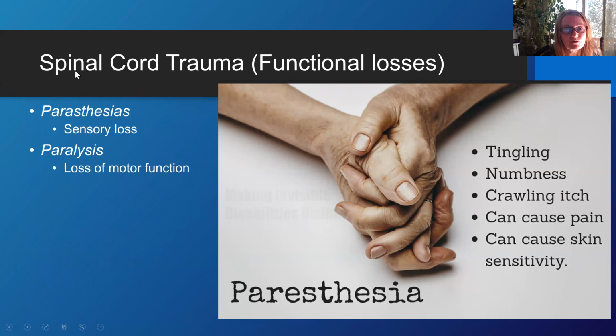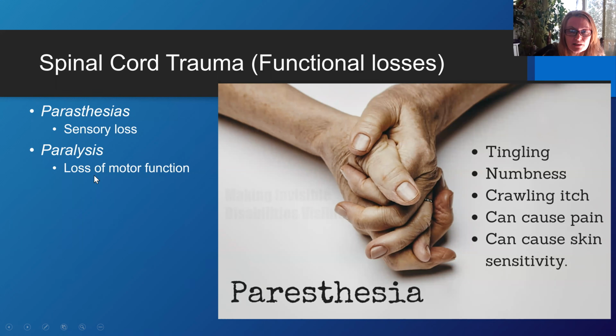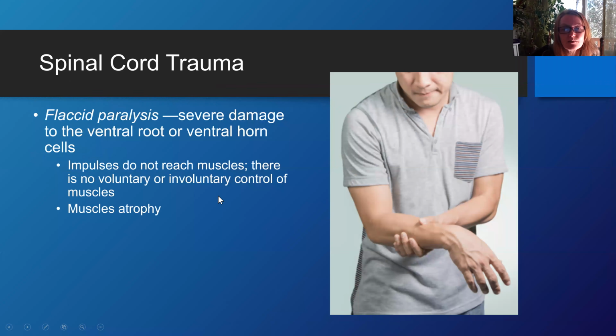Now, when we're talking about spinal cord trauma, we have paresthesia and paralysis. So paresthesia is sensory loss, and paralysis is loss of motor function. The paralysis is loss of motor function. So we already mentioned that it depends where we have this damage.